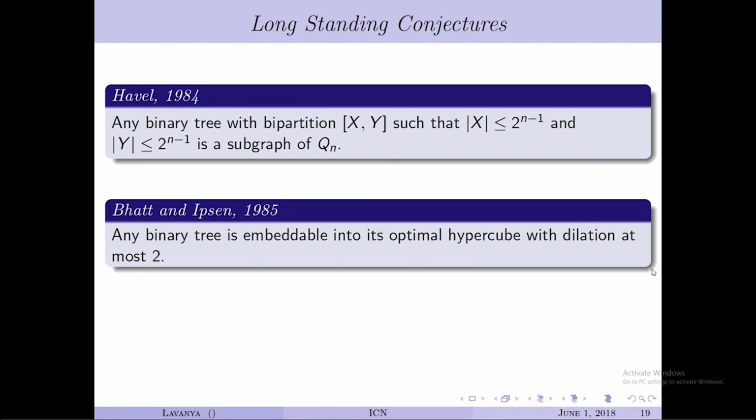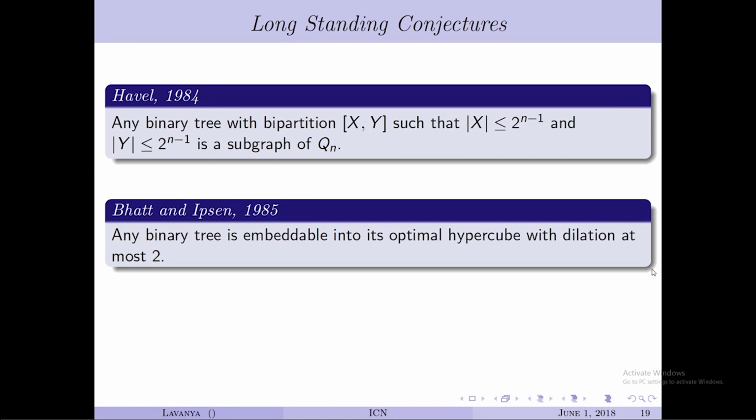Only that if any binary tree with bipartition has this many vertices, then we can say that it is a subgraph of Qn. And this was relaxed. We are giving very loose terminology here: mod x less than or equal to 2 power n minus 1, mod y less than or equal to 2 power n minus 1. Maybe the bound is too large. I might not even have that many vertices in the graph. Still, for some n, if this is true, I can say okay, this is embeddable.